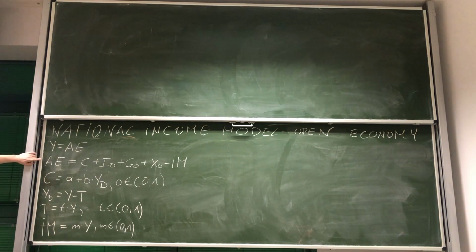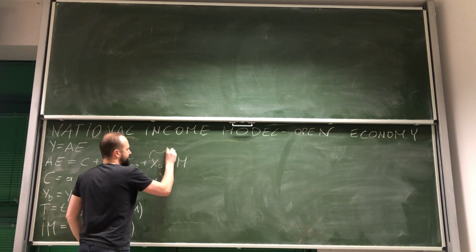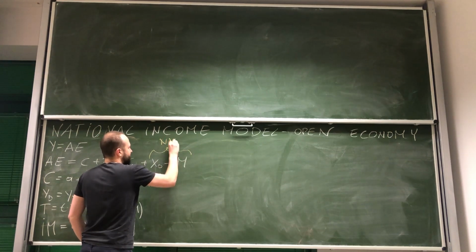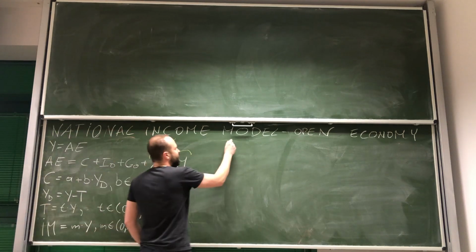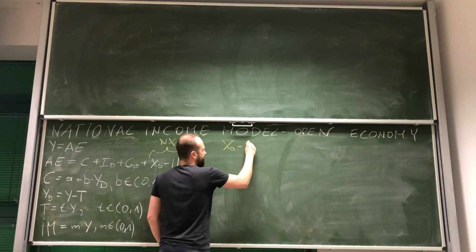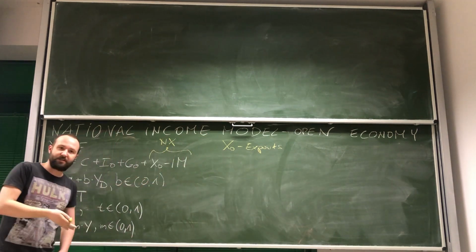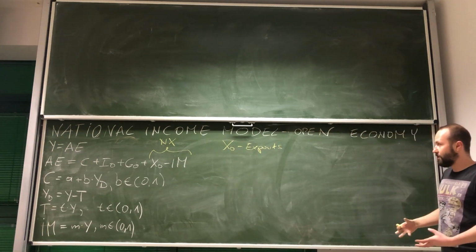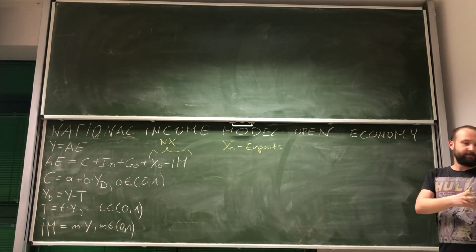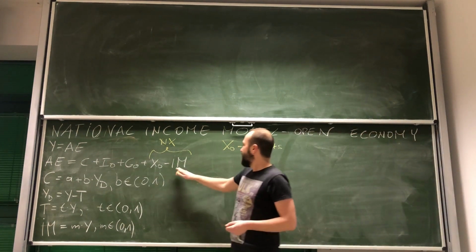Equilibrium condition. But now our aggregated expenditures are extended by net exports. What are net exports? Well, this is the difference between exports and imports. Exports are all the goods that are produced in our economy at home, but they are sold abroad. So, produced here, but sold outside. And imports.